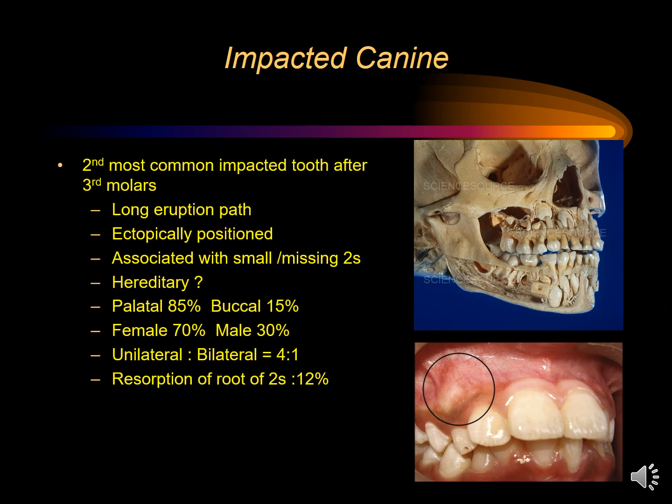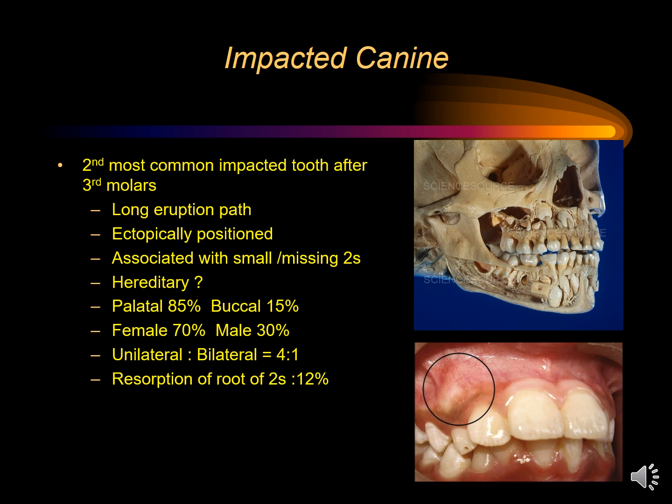Now, impacted canines. The canine is the second most commonly impacted tooth after the third molars. Why is this? Because it has a long eruption path. If you look at this picture of the human skull, you can see the canines are situated very far from the arch. If it is ectopically positioned, it can result in infection and is commonly associated with microdontia or missing lateral incisors. There may be a hereditary element to it.